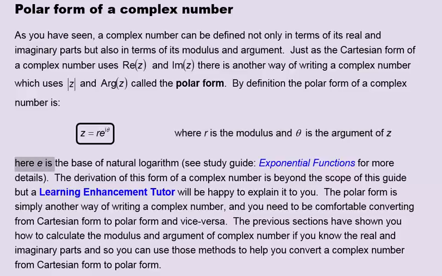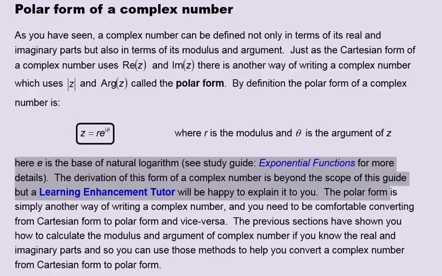Here e is the base of natural logarithm. See study guide Exponential Functions for more details. The derivation of this form of a complex number is beyond the scope of this guide, but a learning enhancement tutor will happily explain it to you.